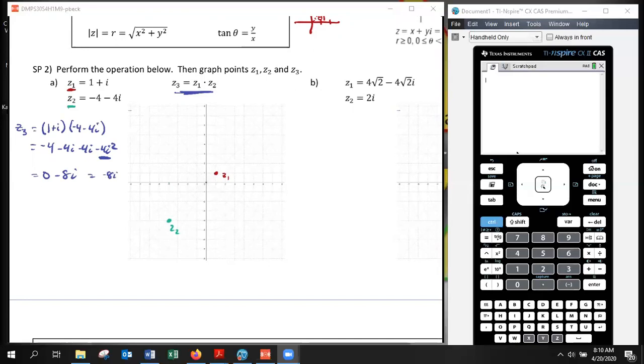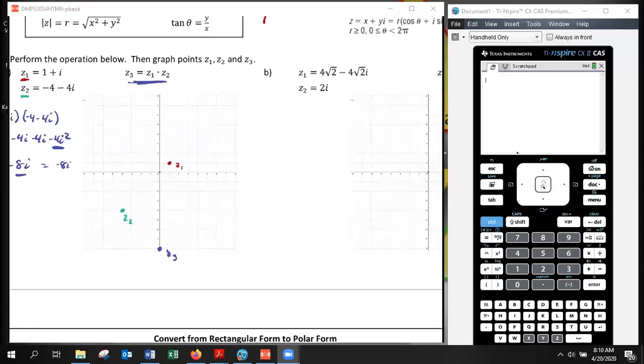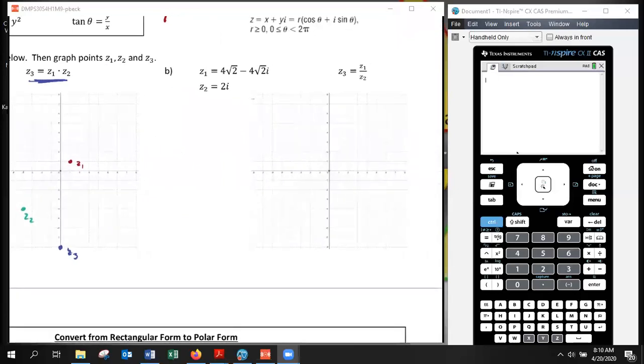Sure, you can. One of the reasons why I like to write in this form is because any complex number can be written in that form of a plus bi. So 0 minus 8i ends up being down here, Z3. All right. Then let's go ahead and do our next example.